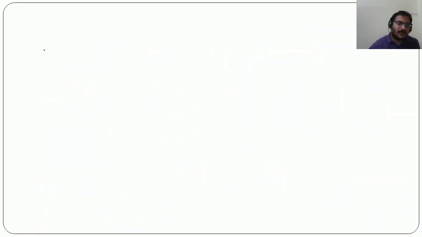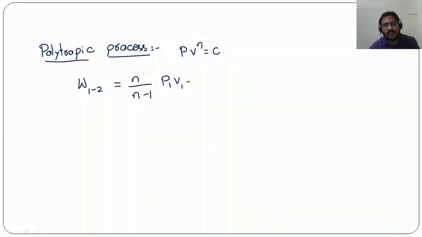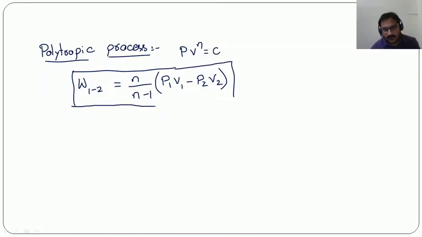Now if you take polytropic process, the same procedure we have to do. Instead of gamma, we need to put n. That's it. And the formula for work done becomes n by n minus 1 into (P1 V1 minus P2 V2). That's all. So this is the formula for work done in case of polytropic process.